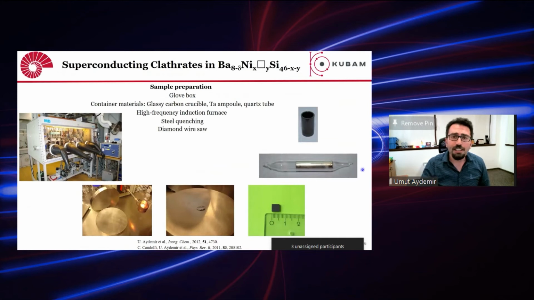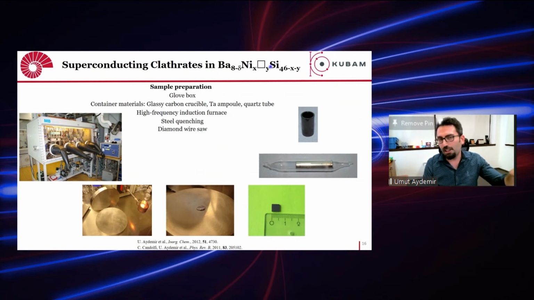Okay, clathrates, besides the thermoelectric applications, are known to show superconducting behavior, especially the silicon ones, as I put here, one of the type 1 clathrates in the barium nickel silicon system. Now the existence of superconductivity for silicon clathrates with this sp3 framework, where all the silicons are tetrahedrally bonded, is kind of unusual, because this structure is dominated by strong covalent bonds, and most of the traditional superconductors are known to show metallic bonding, right?